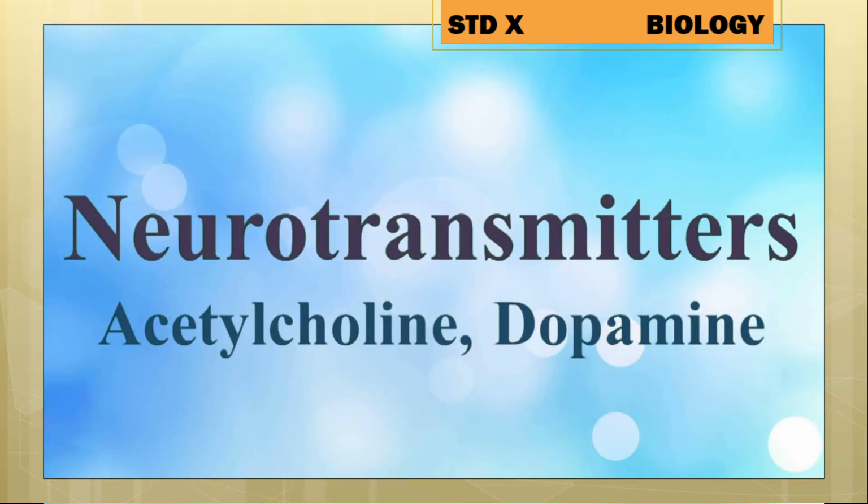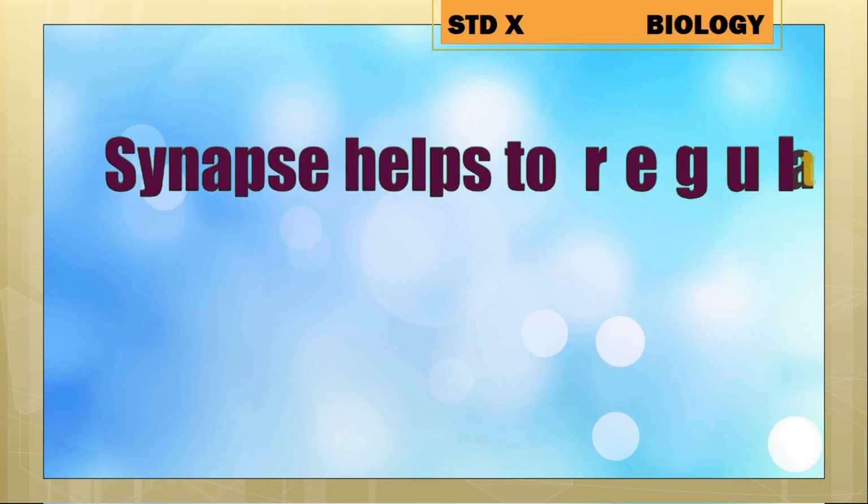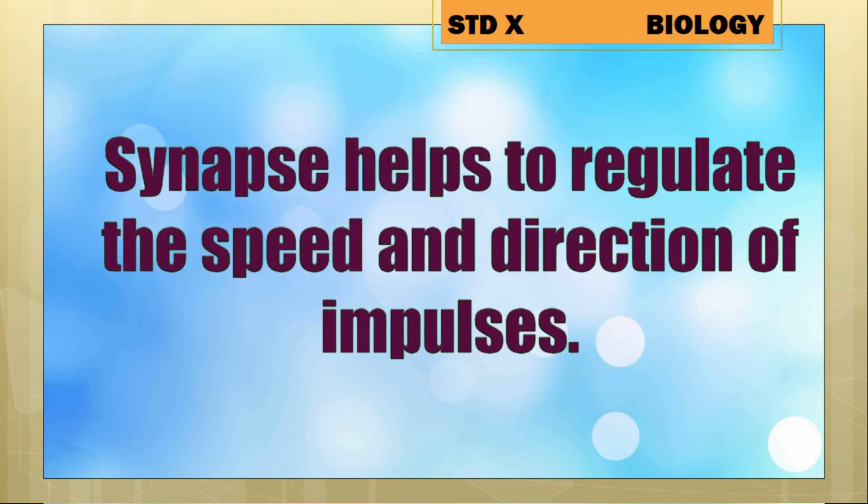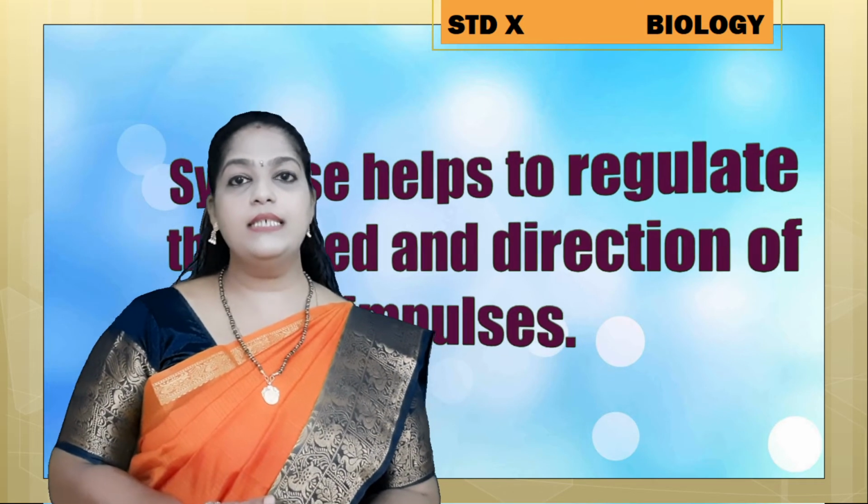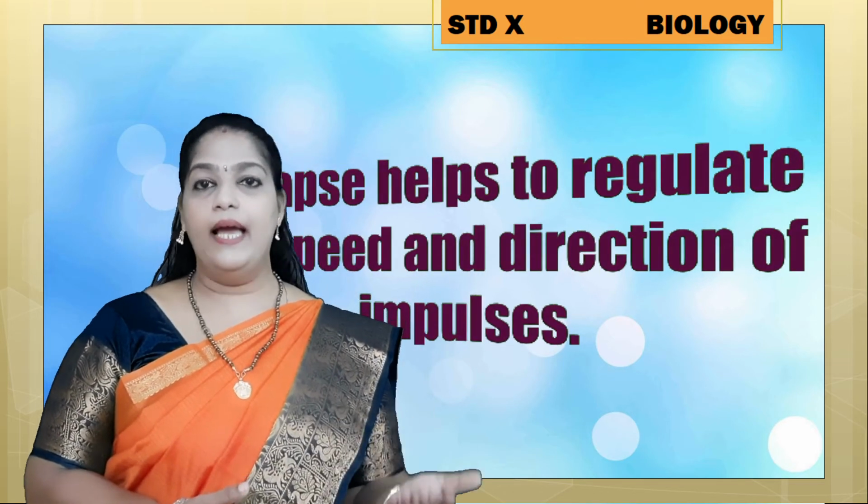Acetylcholine and dopamine are examples of neurotransmitters. So what is the role of synapse? Synapse helps to regulate the speed and direction of impulses. So in this way, the impulses are transmitted with the help of electric charges as well as with the help of chemical substances like acetylcholine and dopamine, which comes under the category of neurotransmitters.